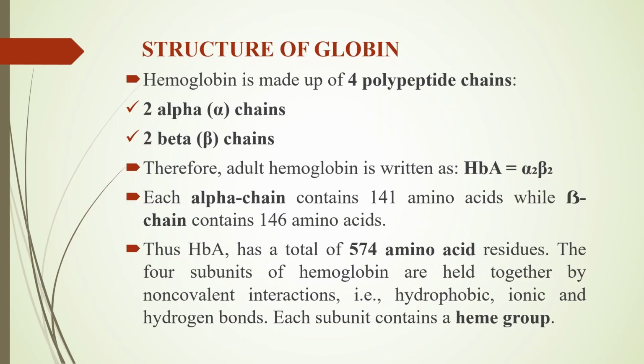Then the globin comprises 2 alpha and 2 beta chains. So it can be written as HbA, alpha 2 and beta 2. So each alpha chain comprises of 141 amino acids, और अगर बीटा चेन की बात करें तो it will comprise of 146 amino acids.